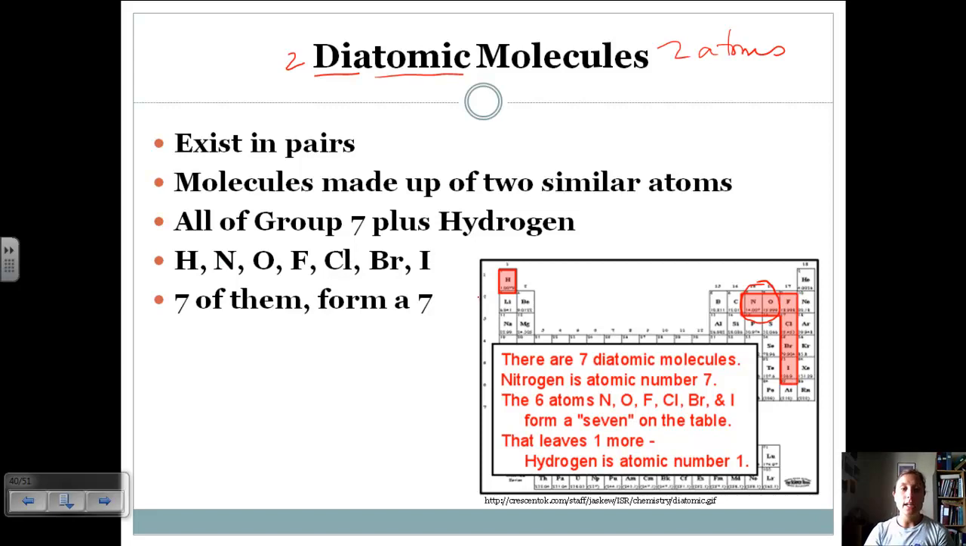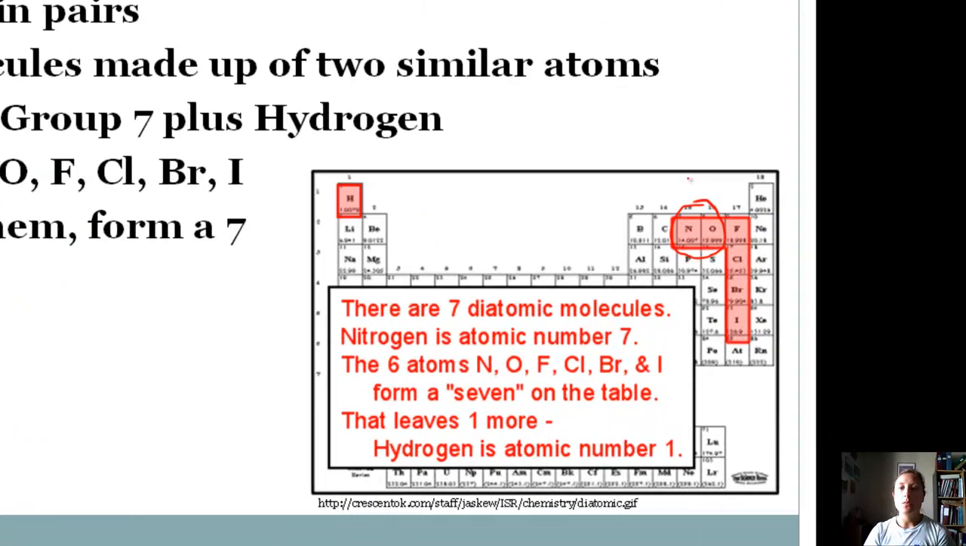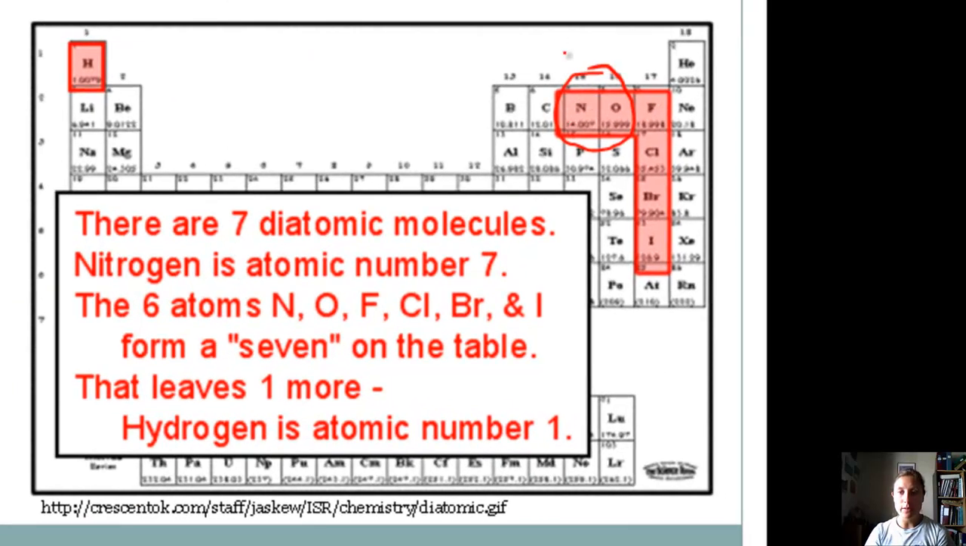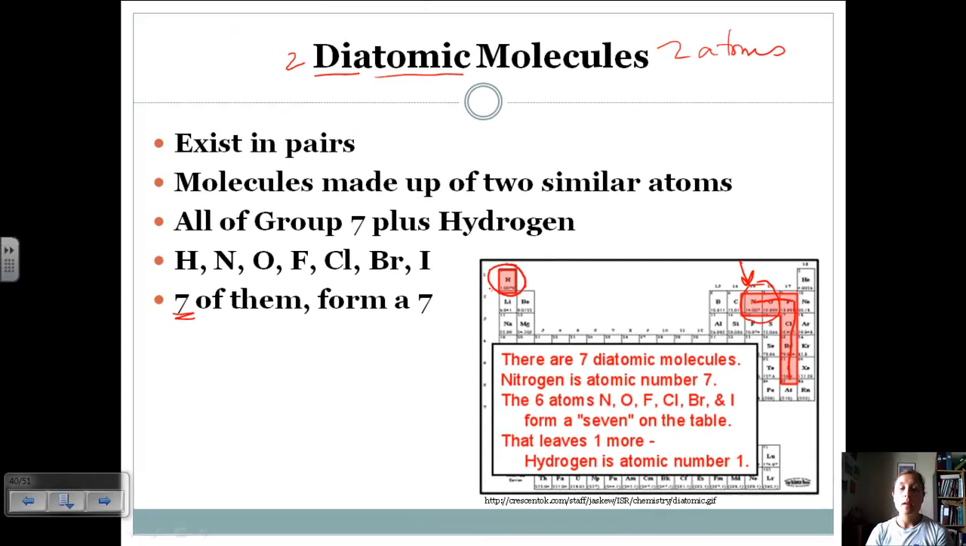Now, the way that I learned it in college is that there are 7 of them, and they form a 7. So we start at atomic number 7, which is nitrogen, and then we form a 7. So nitrogen, oxygen, fluorine. Now we're going to group 7, and then we go down chlorine, bromine, iodine, and then you have to remember there's one more, and that's hydrogen, and hydrogen is atomic number 1. So that's how I know them.